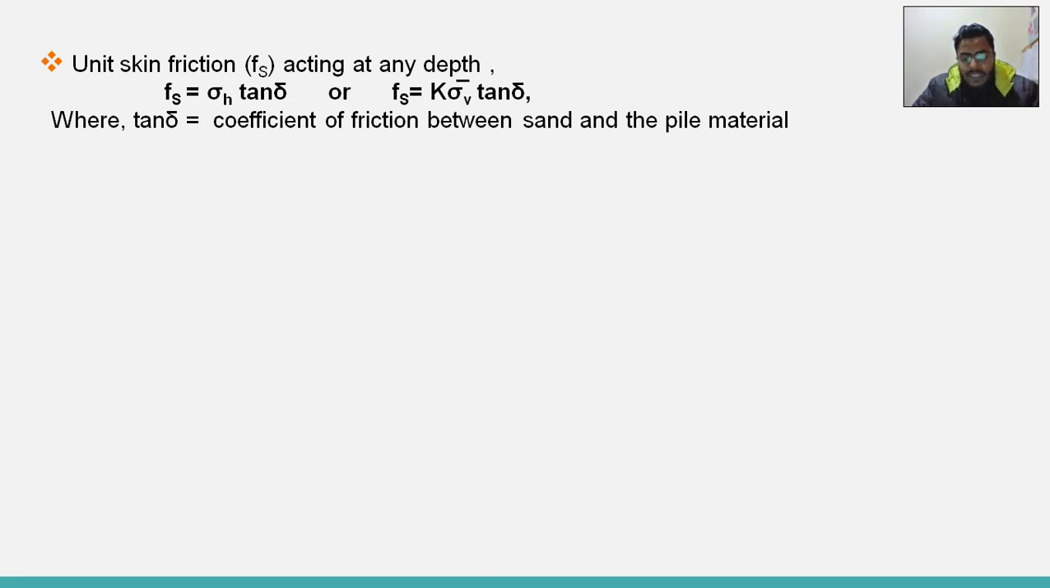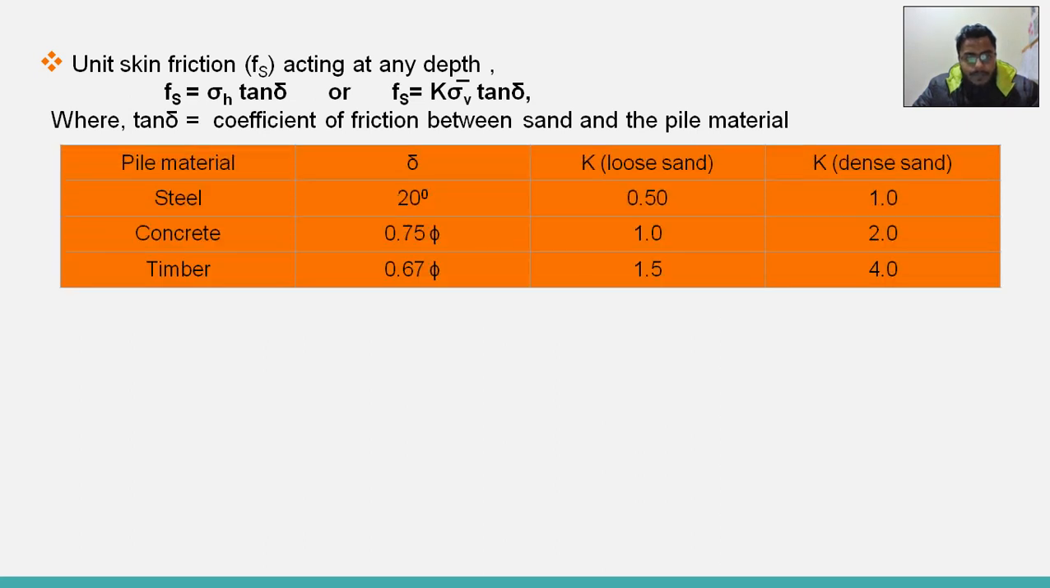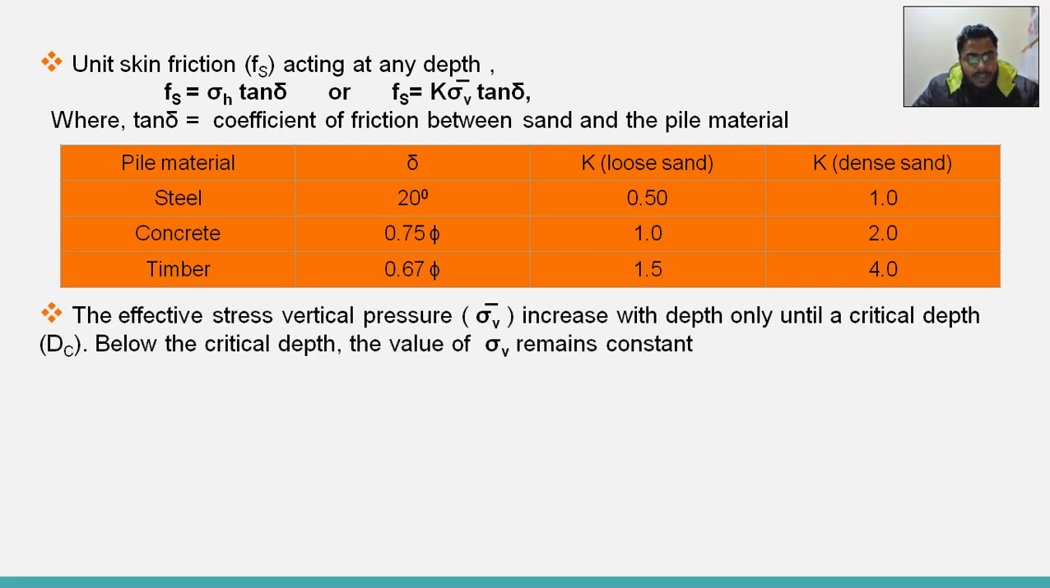Okay, pile material can be steel, can be wood, can be concrete. So on the basis of what kind of material, the delta and the K value change. So in the table you can find for steel delta is 20 degree, for loose sand 0.5, okay, concrete, timber. So the effective vertical pressure sigma bar v increases with the depth only up to the critical depth Dc. Below the critical depth, the value of sigma v remains constant. So this is very important.